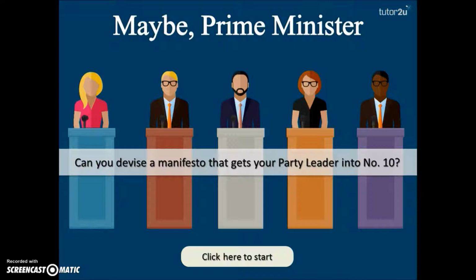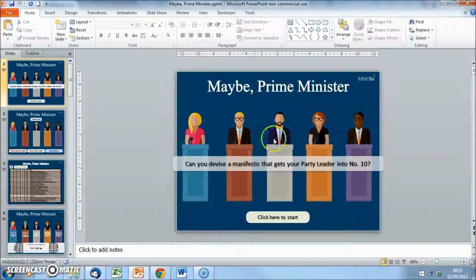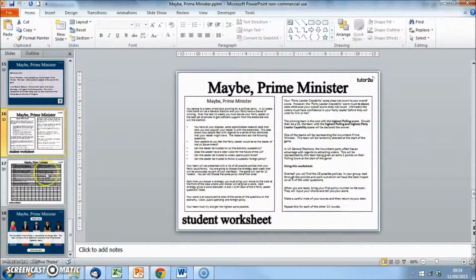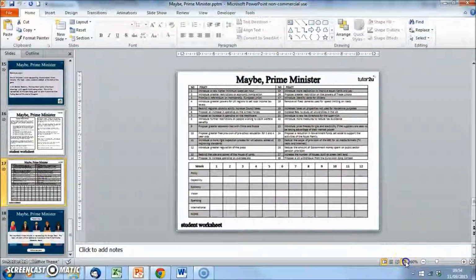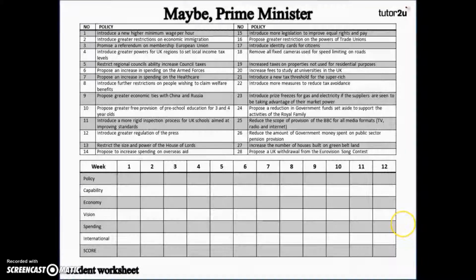You need to split your class into 5 different teams. They're going to be representing these different colours here, and also you're going to need to give them printouts of the student worksheets. If I just exit out of the main presentation, I'll show you those. Here we go, slide 16 and 17. I'll just do a full screen view of slide 17 for you. This is the main worksheet students are going to need, a list of 28 possible policies that their Prime Minister could implement, and then a table for them to record the outcomes.